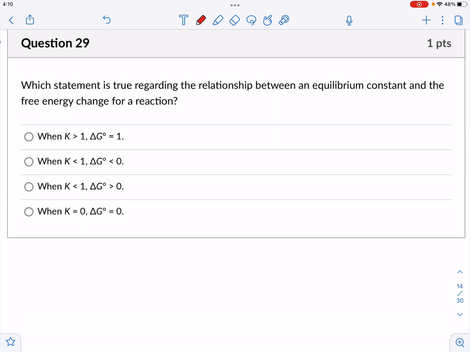Which statement is true regarding the relationship between an equilibrium constant and the free energy change for a reaction? So we have the equilibrium constant and the free energy for a reaction. At equilibrium, delta G is equal to 0, right? Not delta G standard. Actually, delta G, the normal delta G, is 0. Remember, delta G is different from delta G standard.